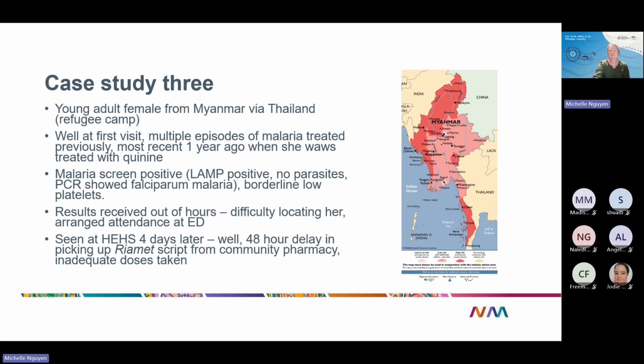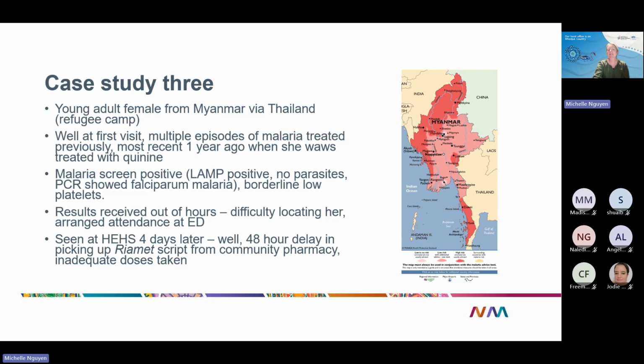So we screen people from malaria endemic countries, and our lab often does this LAMP test. It's a newer test. They do that instead of a malaria antigen test, especially when they have a group of people that we're testing together. And it's a very sensitive and specific test. For her, this LAMP test was positive, but there were no parasites seen on the blood films that were sent. A few days later, a PCR, which we always use to confirm the species, did show falciparum malaria. She had borderline low platelets, but otherwise no abnormalities in the rest of her bloods.